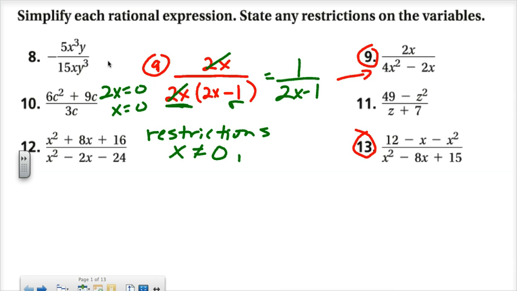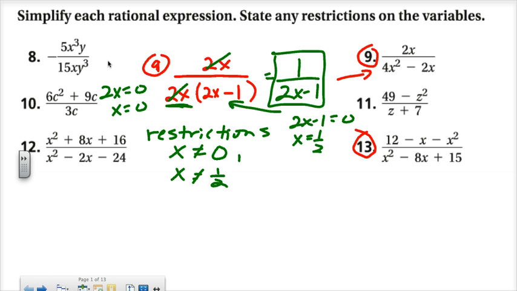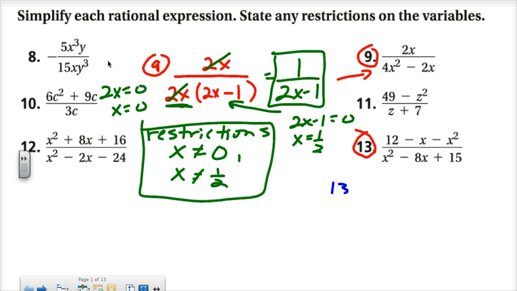And then the other would be when 2x minus 1 equals 0. Well, if you add 1 and divide by 2, you get x equals 1/2. So x can't equal 0, and x cannot equal 1/2 would be our restrictions. So answer and restrictions.